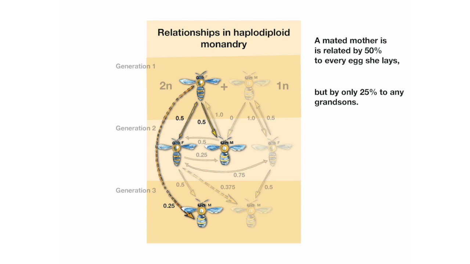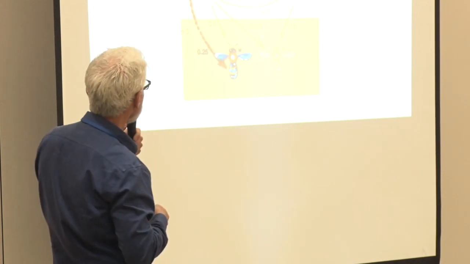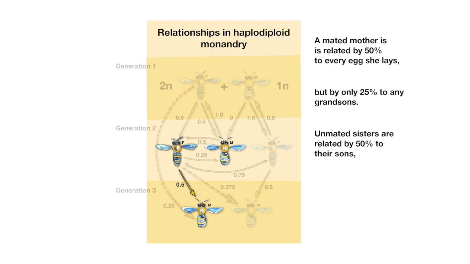Now remember, a worker can lay eggs if the queen's pheromone is removed from her. Her ovaries can activate and she will lay eggs. But because she cannot mate, her eggs will only have one set of chromosomes, and so they will be male. And her mother, the queen, is only related to her son by 25%, which incidentally is the same as you and your grandchild. A worker, as I just mentioned, an unmated sister, is able to lay eggs, and they're going to be related to their sons by 50%.